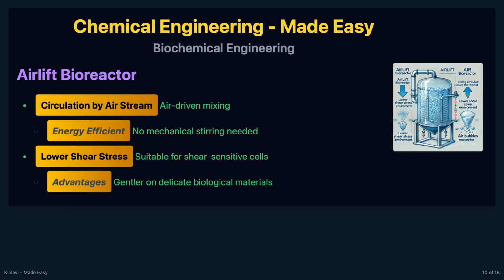The airlift bioreactor utilizes a stream of air to circulate the medium and maintain mixing. It typically has lower shear stress compared to the stirred tank bioreactor, making it suitable for shear-sensitive cells.